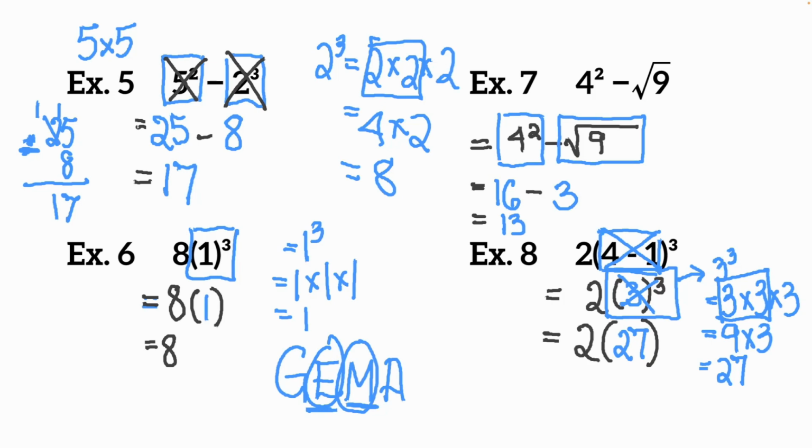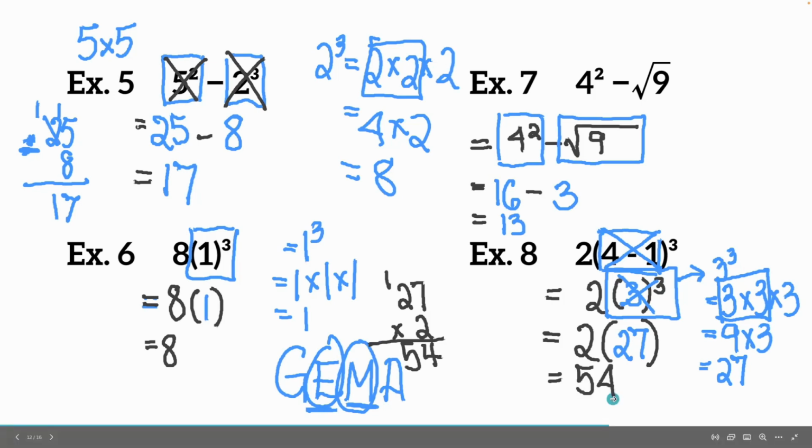So these parentheses are also telling me to multiply, and I haven't done that yet. So last thing to do is 2 times 27. And of course, if you have to do that math, that's side work. I don't care about it one little bit. And we get 54.